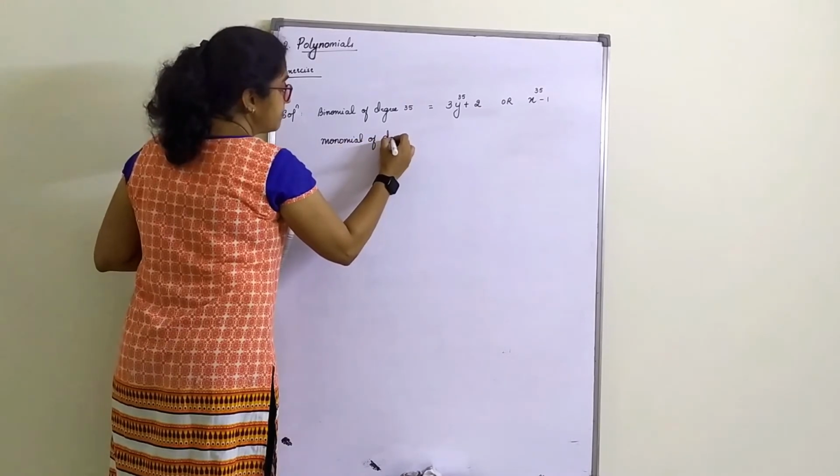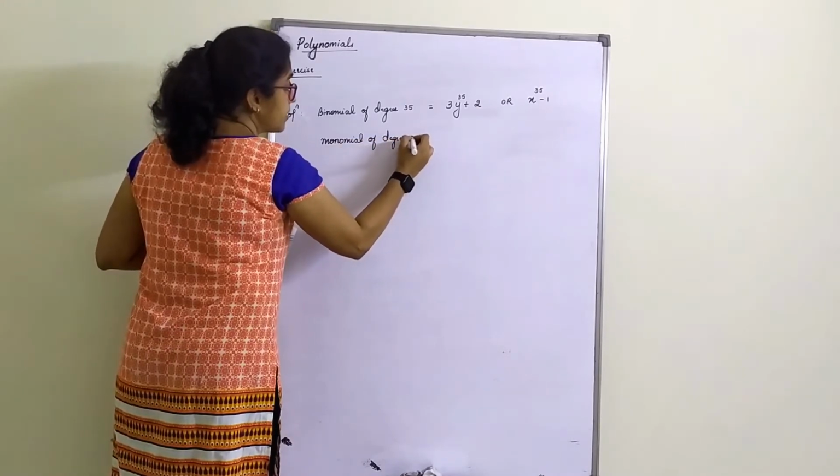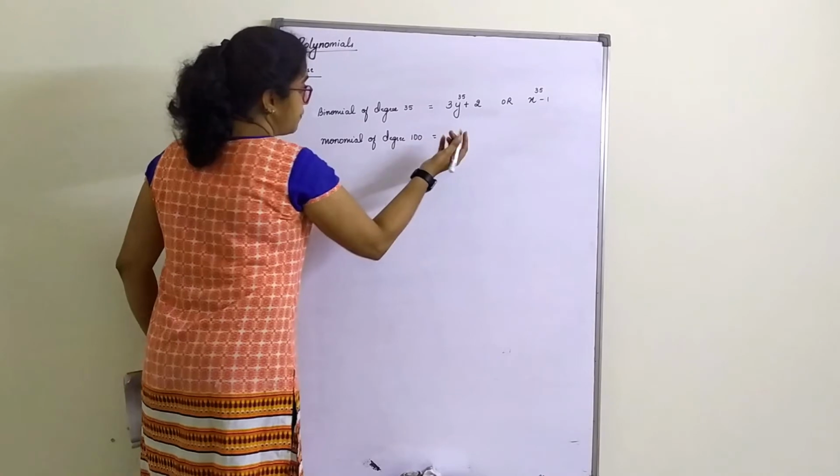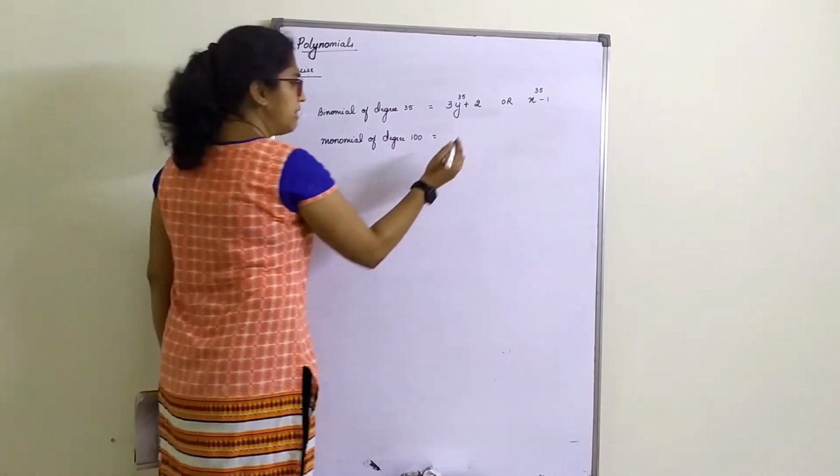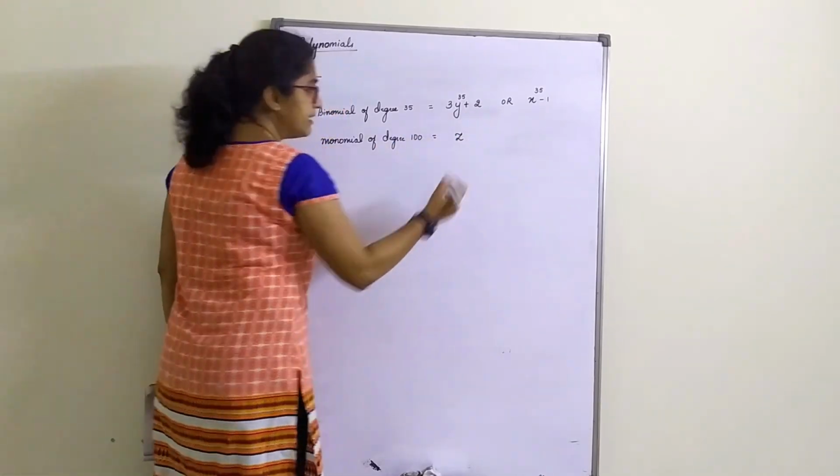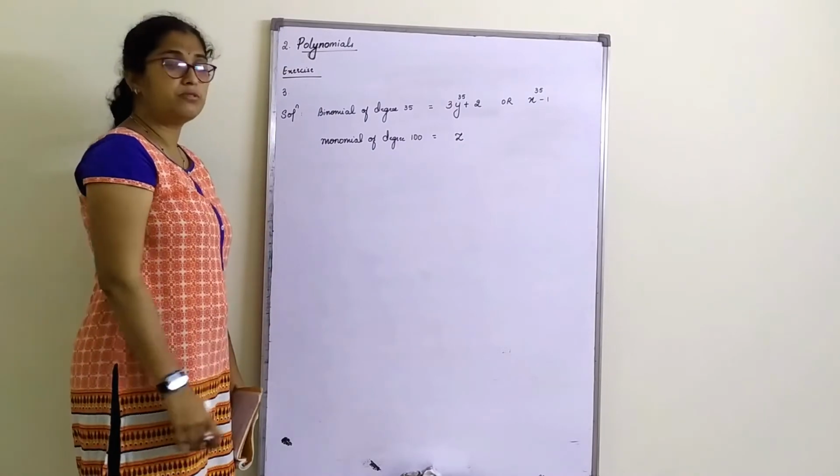of degree 100. First of all, let us write a monomial. Let me choose a variable z here. So z is a monomial.